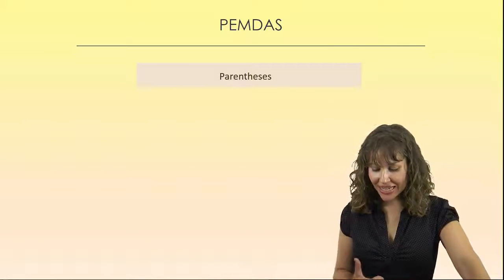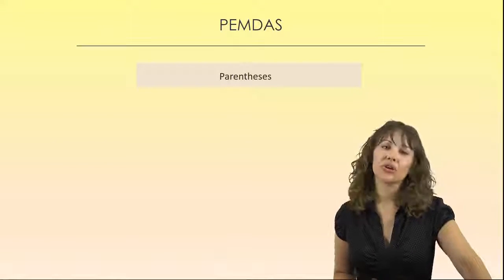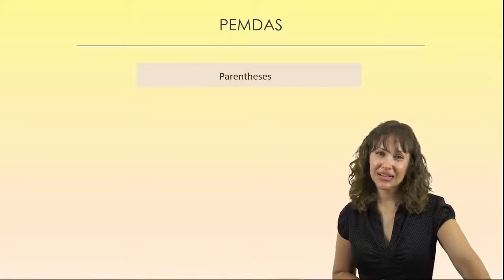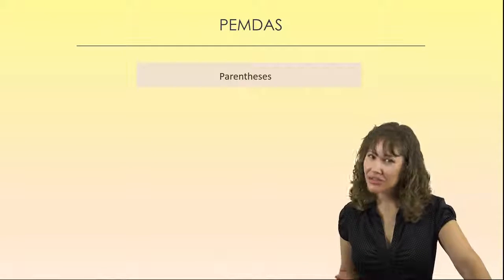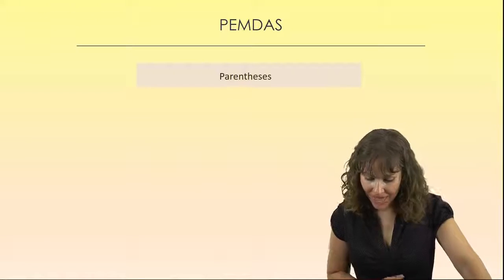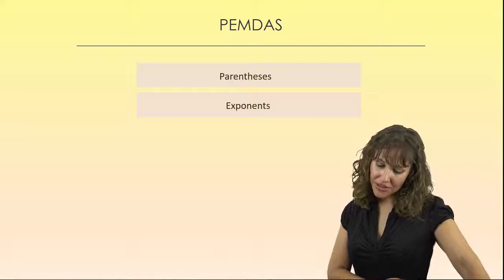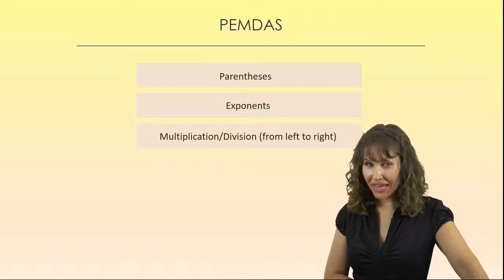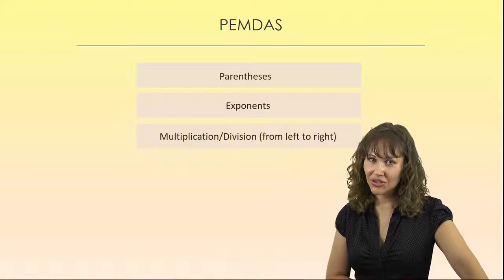The first thing is parentheses. That's kind of like a workaround. If you don't like the regular order of operations, put in some parentheses, and that's like saying, I'd rather do this first. And aside from parentheses, the first thing you do is exponents. Then you multiply and divide from left to right.